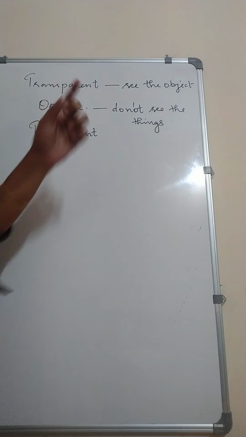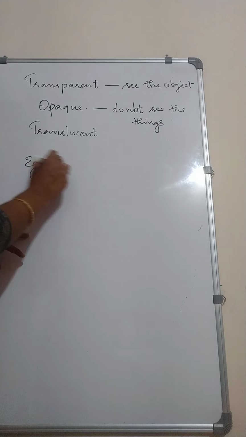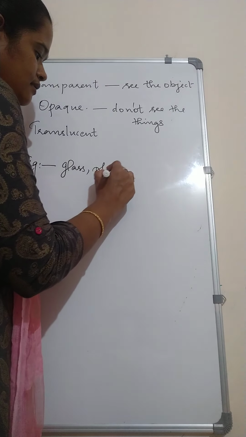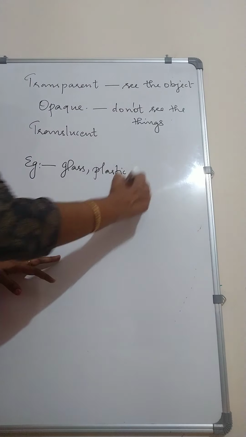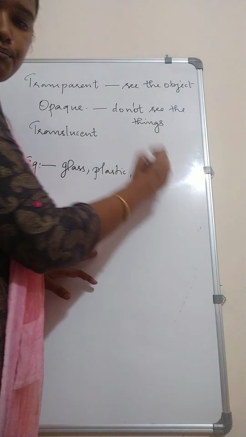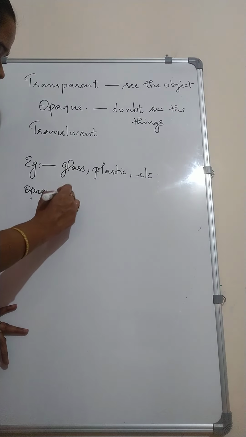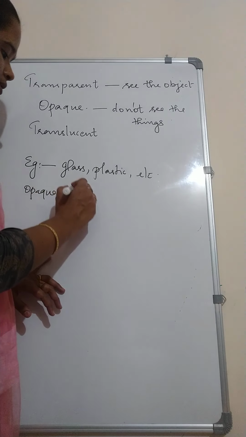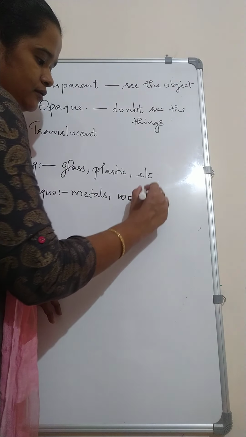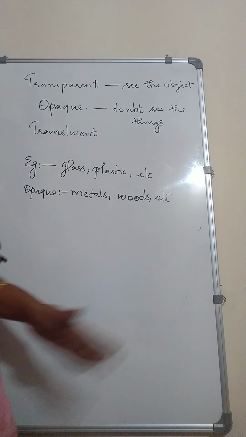Do you understand? Examples for transparent materials are glass, plastic, etc. These are the examples for transparent materials. Examples for opaque materials are metals, wood, etc. These are examples for opaque materials.